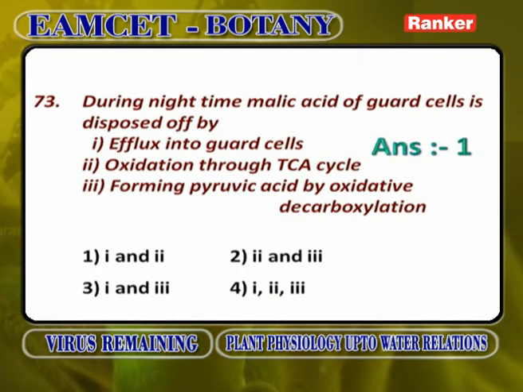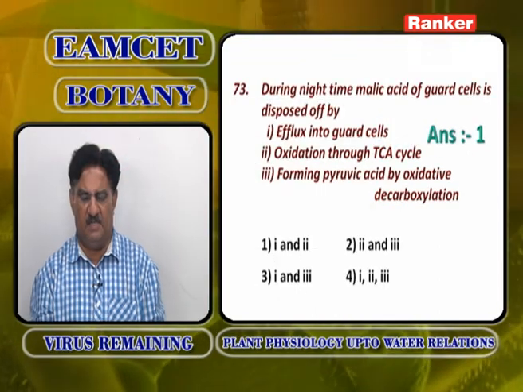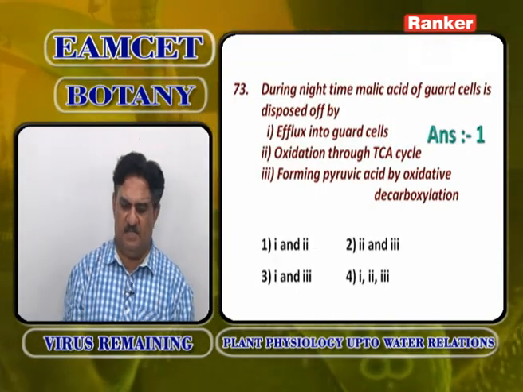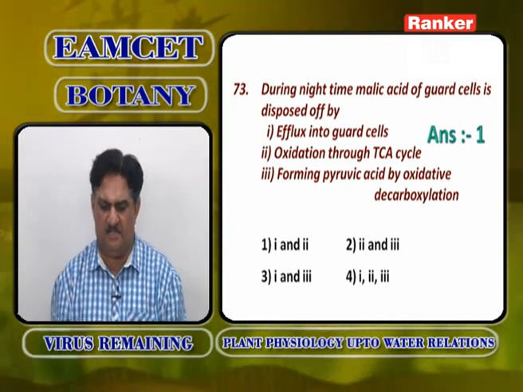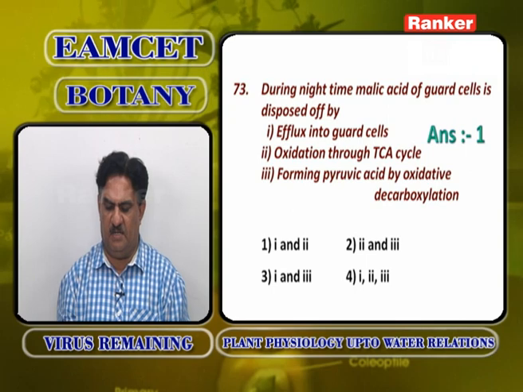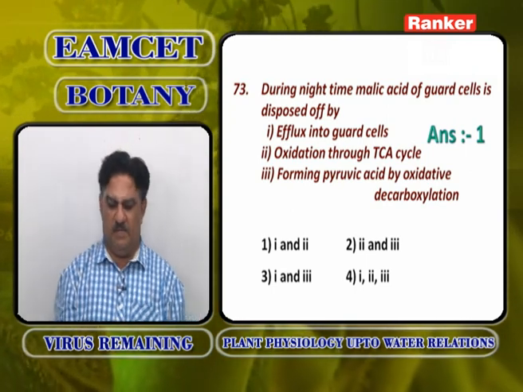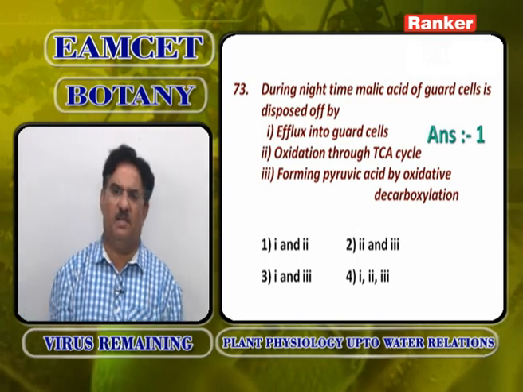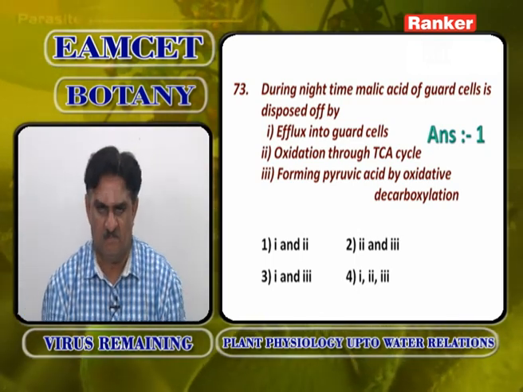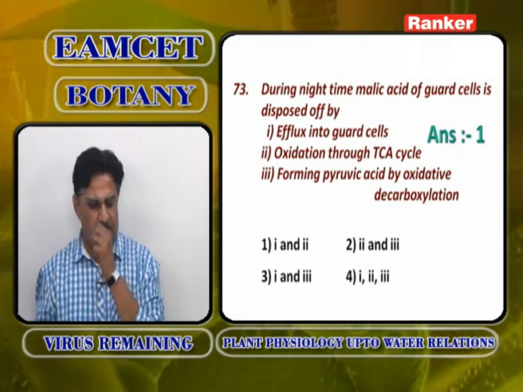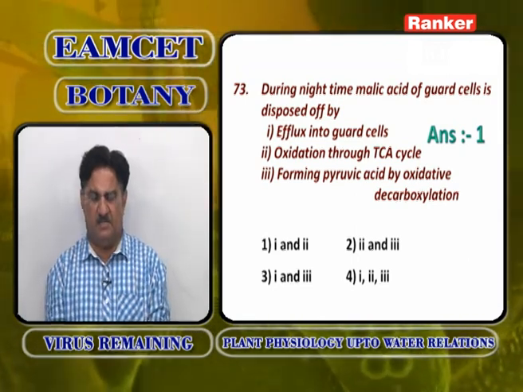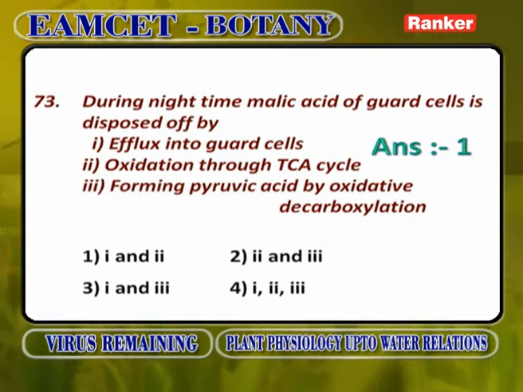During night times, malic acid of guard cells is disposed of by. Efflux into guard cells is correct. Oxidation through TCA cycle is correct. Forming pyruvic acid by oxidative decarboxylation is wrong; that occurs only in the bundle sheath cells of C4 plants. So, during night times, malic acid of guard cells is disposed of by efflux and oxidation through TCA cycle. 1 and 2 are correct. First option.